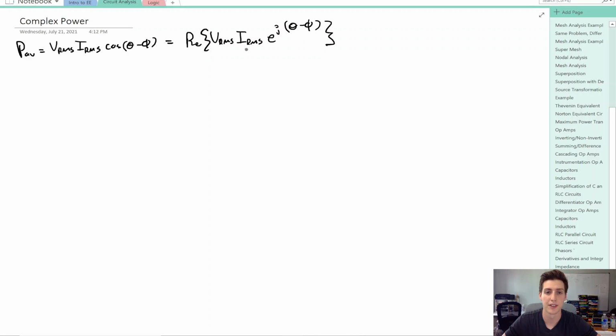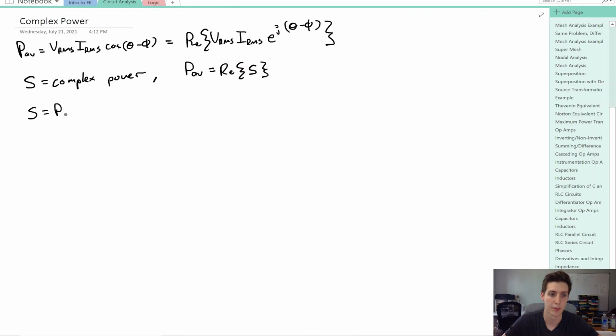And this term here is what we are going to call the letter S, that will represent the complex power. Or we can say that the average power is simply the real part of the complex power. Now many times you won't see the complex power written as this, you'll see it written as P plus jQ. Now this letter P here represents the average power, and you can see that we dropped off the subscript AV, and this is just common notation.